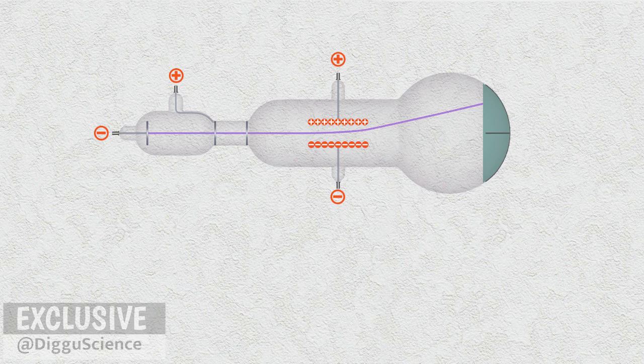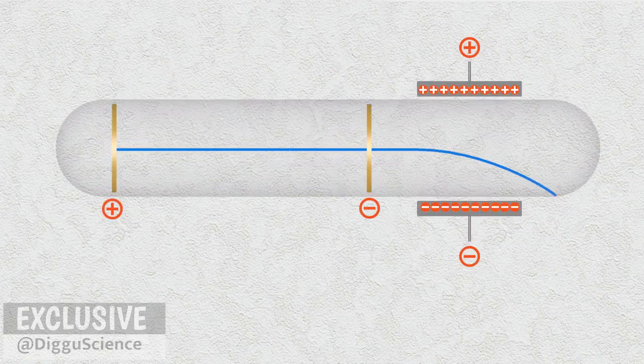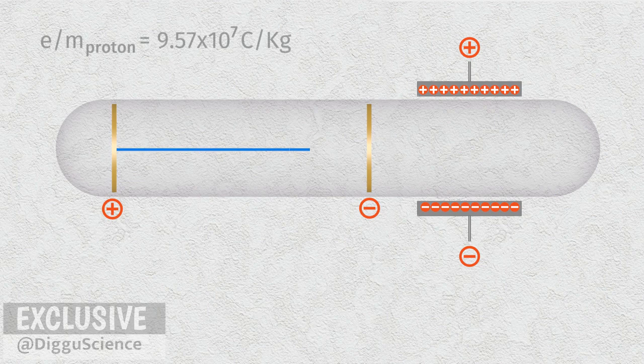Rutherford researched the Canal rays experiments further. In 1920, Rutherford succeeded in identifying a single positively charged particle, known as a proton. So scientifically, the discoverer of the proton was Ernest Rutherford. However, Eugen Goldstein is still known as the inventor of Canal rays.